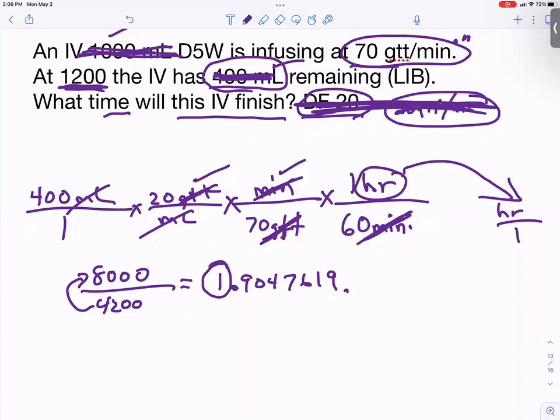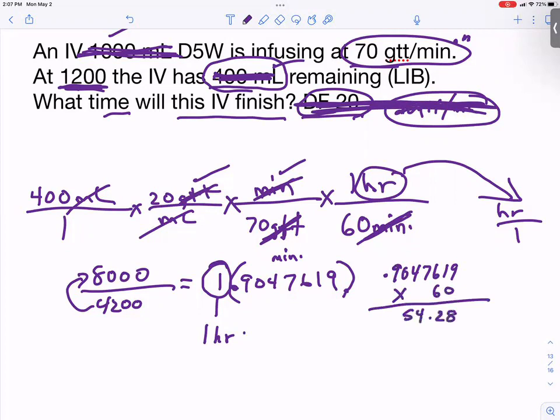So that represents 1 hour. But what does this 0.904619 represent? Well, this represents minutes, but not any minutes that we are familiar with. So how do I convert this to minutes? Well, basically what you do is you multiply 0.904619 by 60. And when you do that, it gives you 54.28. We follow our rounding rules, and this is less than 5, so we don't round up. This represents 54. So what does that mean? It's 1 hour and 54 minutes.